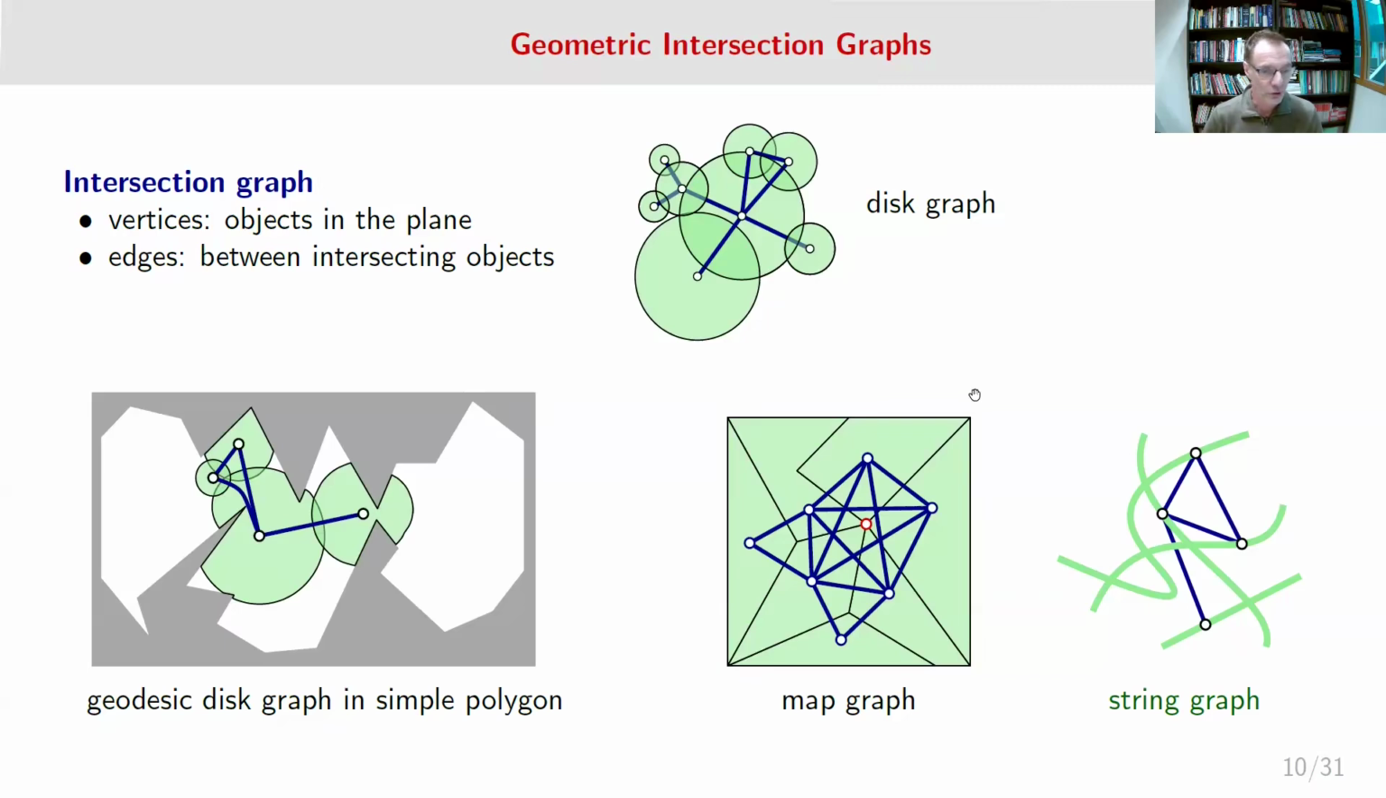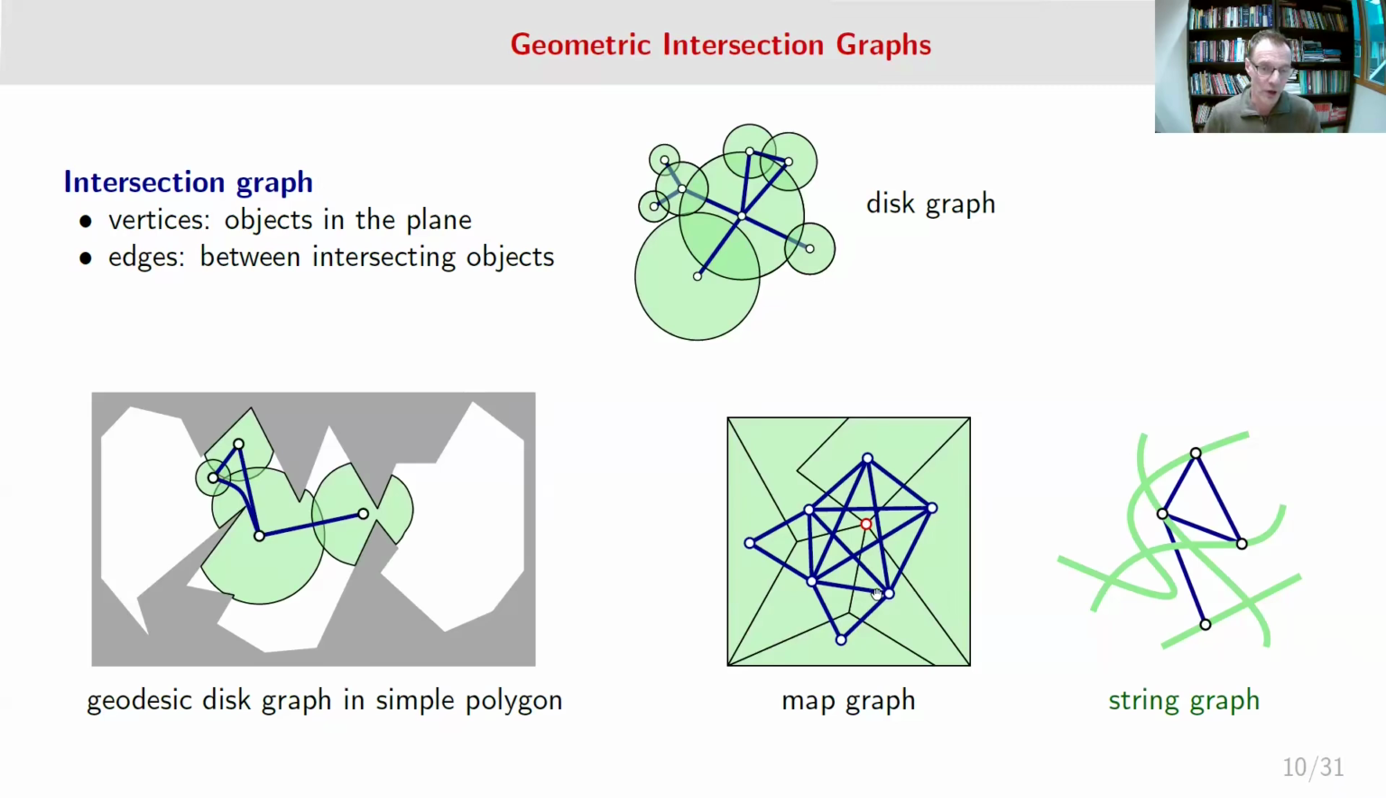Of course, you can also do disk graphs in different metrics. So here I can look in a simple polygon or a non-simple polygon if you want. I have a set of points. Each point I assign a radius, and then I look at all the points at geodesic distance that radius from the center, and then I get a nice graph like this. You can look at string graphs, where the nodes are strings, and you put an edge if the two strings intersect. You can look at map graphs.